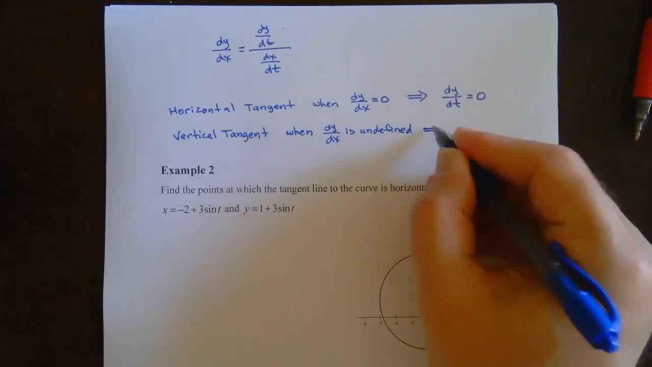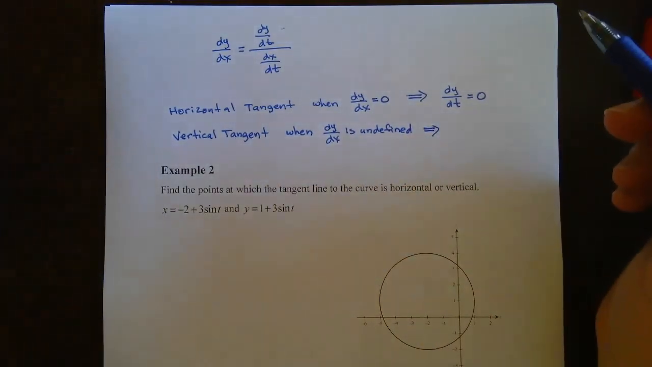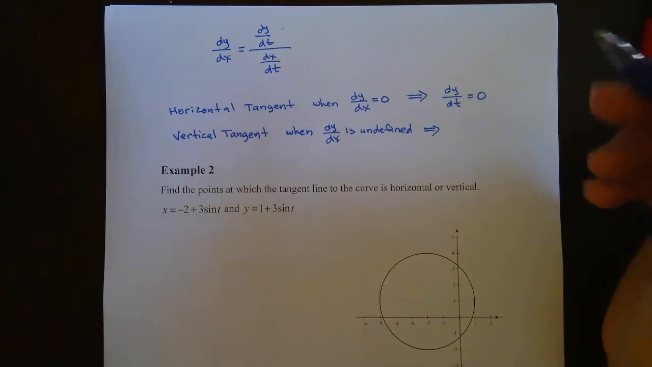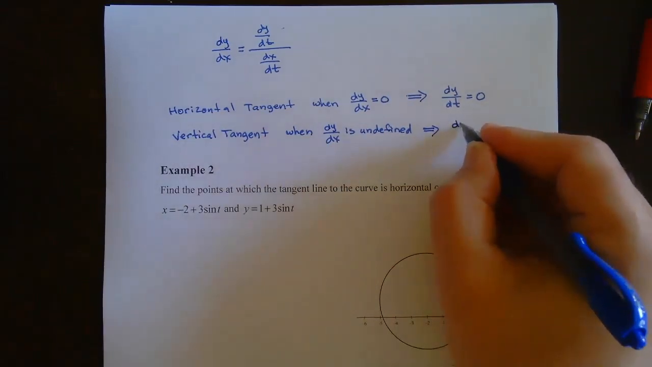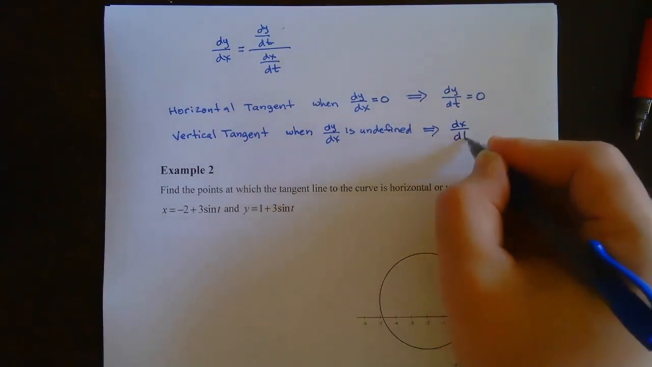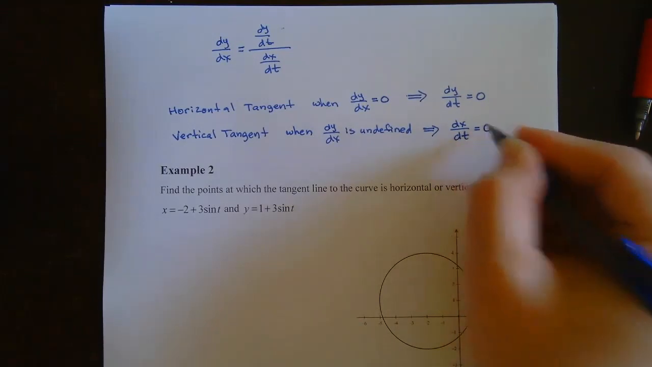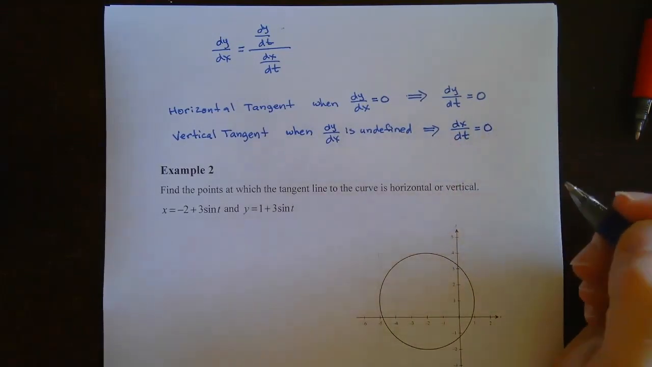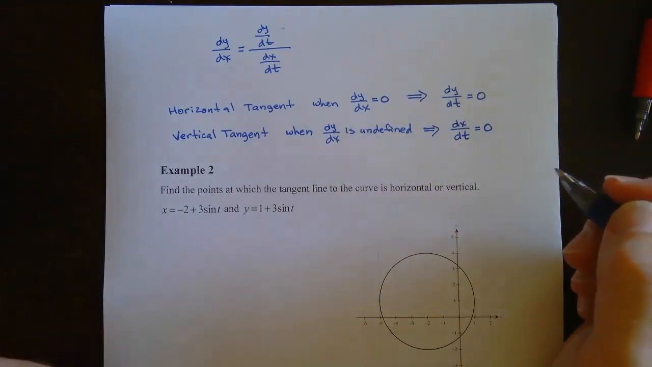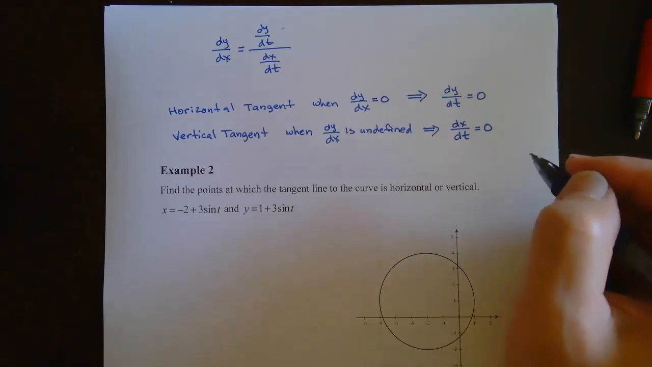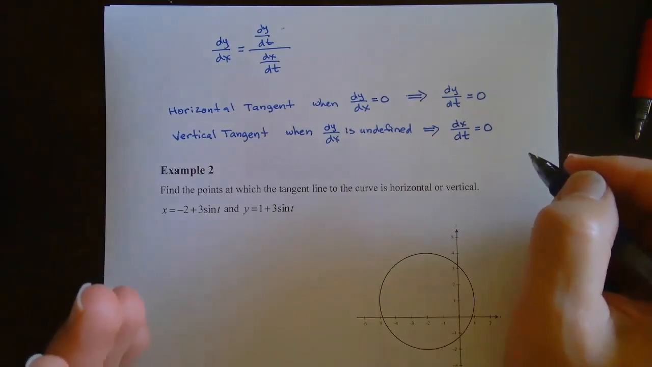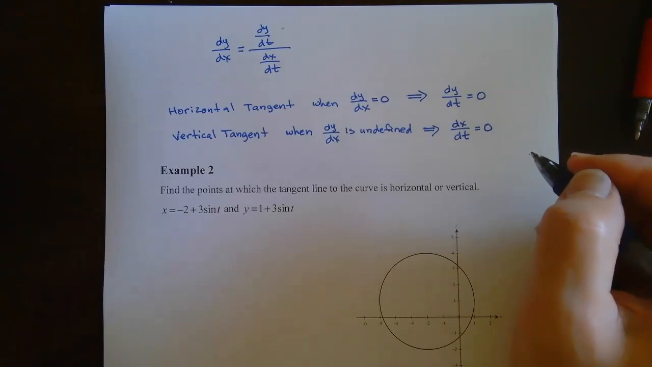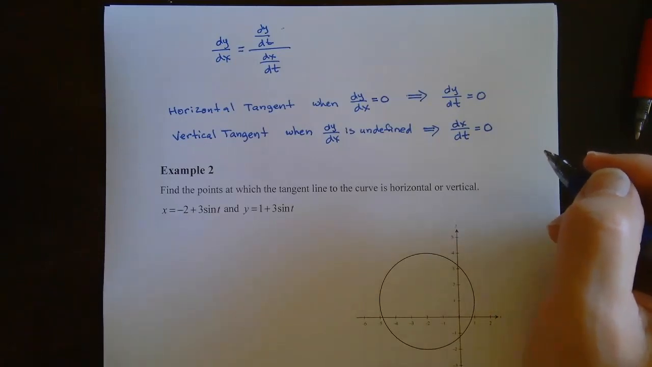Well, what is it in parametric when dy over dx would be undefined? It would be when dx over dt is equal to 0. So the x isn't changing, right? So that means it'd be going straight up, right? If it was moving and dx over dt is 0, then it would have to be moving straight up because the x is not changing. All right, so hopefully that makes sense.